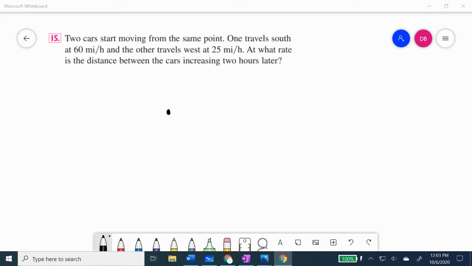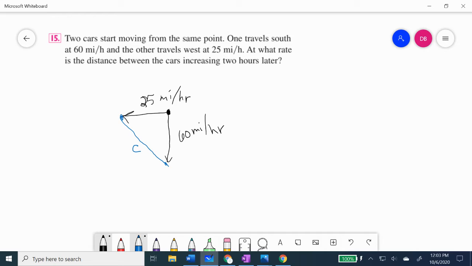So two cars start moving from the same point. One travels south at 60 miles per hour, and the other travels west at 25 miles per hour. At what rate is the distance between the cars increasing 2 hours later?